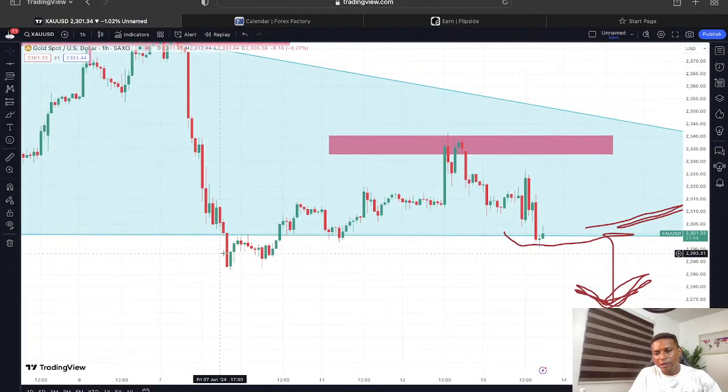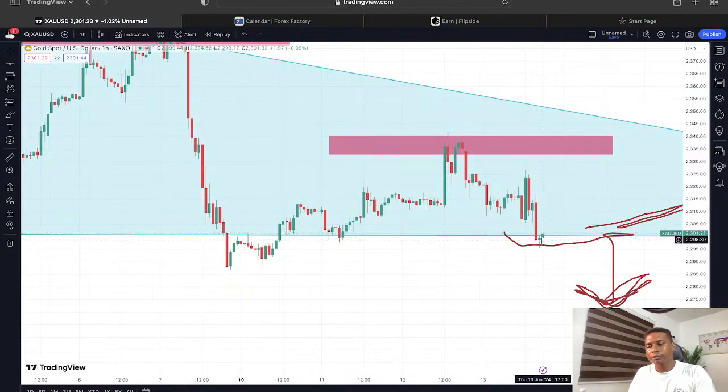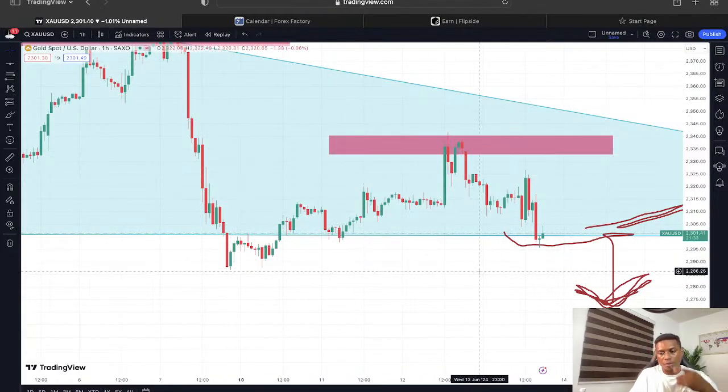Now this can look like a sell on the go. I mean, if you want to sell from here, all right. But you can also wait for confirmation to see price break out of this level and close below the support zone. Then you can enter a sell.